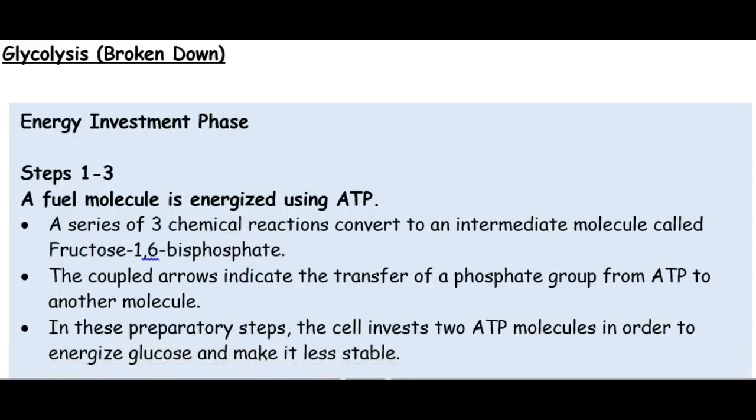Okay, so again, the last thing to discuss is that in those steps, in that investment or preparatory phase, we're investing ATP molecules, 2 of them, in order to make glucose less stable and cause it to want to split. Why do we want it to split? Well, remember that the overall goal of glycolysis is to end up with 2 3-carbon molecules of pyruvate. And so in order for that to happen, the 6-carbon glucose does have to split.